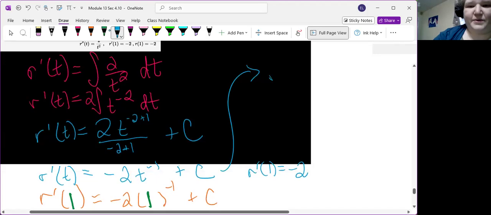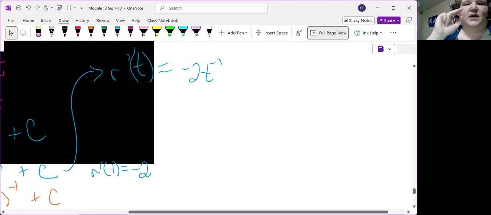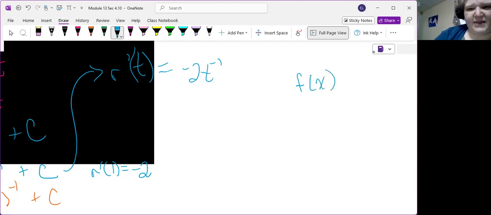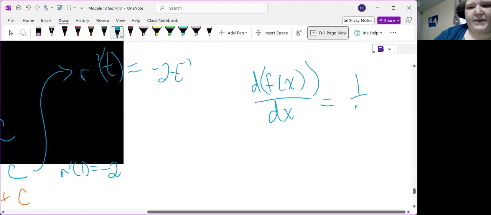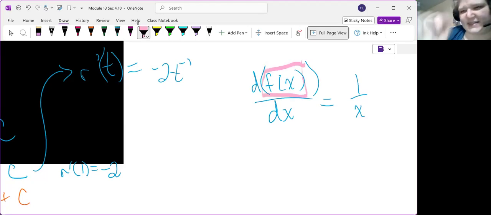So let's bring this up here. R prime of t is just negative 2t to the negative 1. Right, now we've got to think about this as the derivative of something. So I want to think about what function, when I take the derivative of it, I get 1 over x. I'm trying to think about who goes in here, who has that derivative.